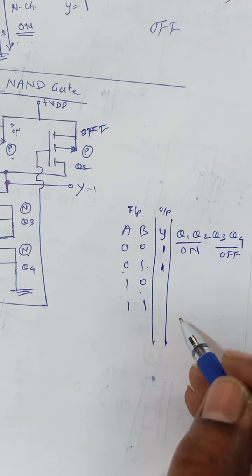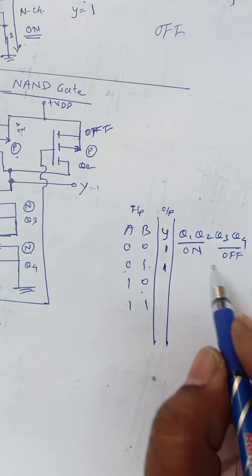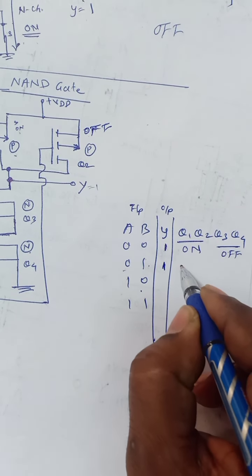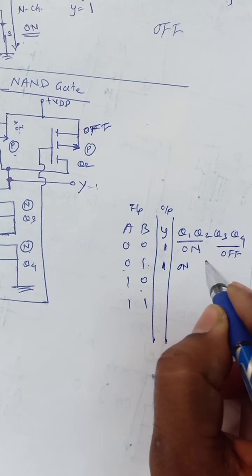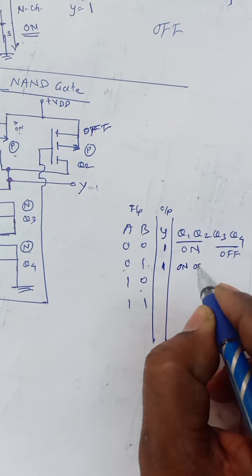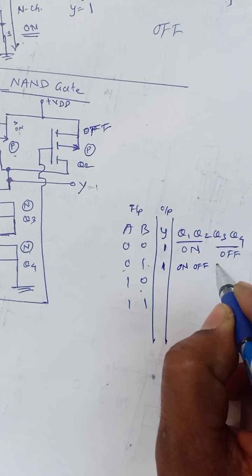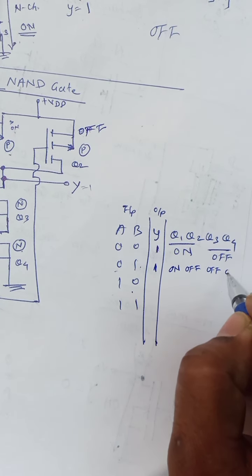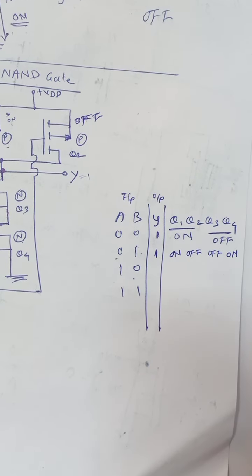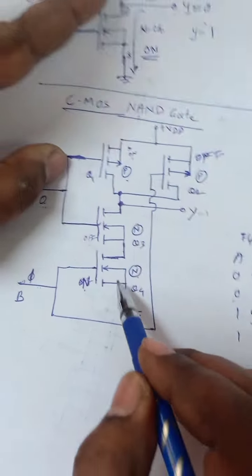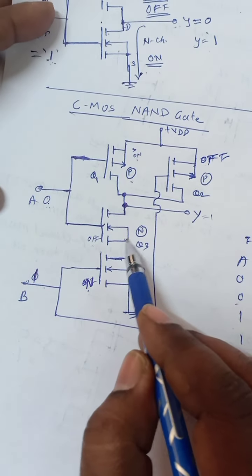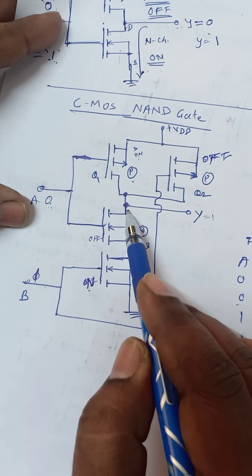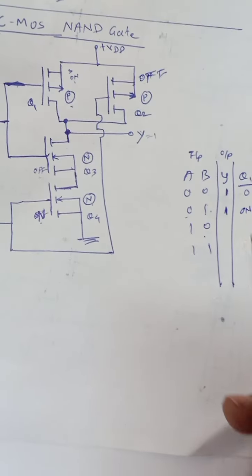So in this case Q1 is in on state, Q2 is in off state, Q3 is in off state, and Q4 is in on state. As this Q4 will turn on, but this is in turn off state, so current stops here now and it will develop high voltage.